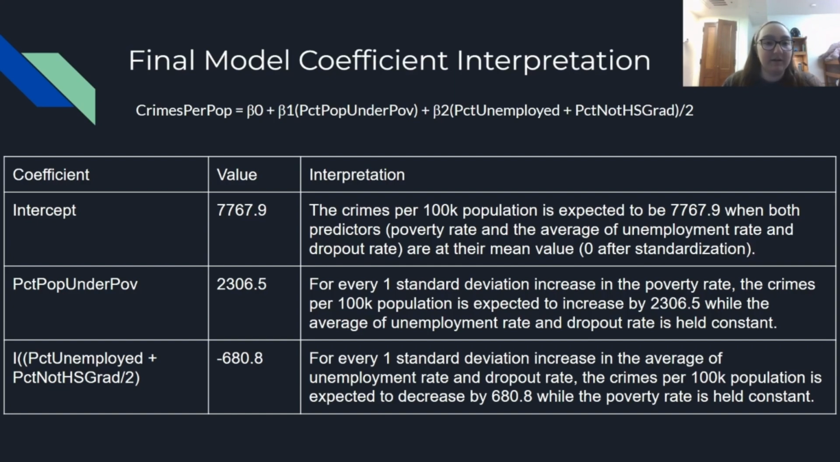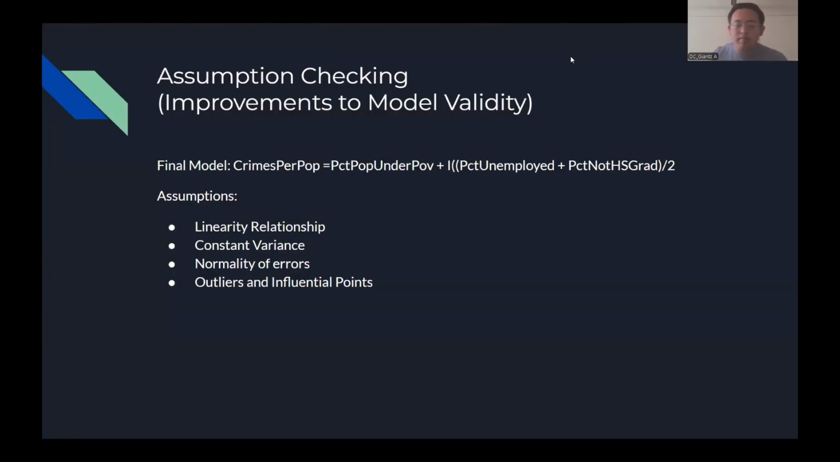So then for our last coefficient, we have the average of the percent unemployed and the percent not high school grad. And this value for beta 2 is going to be negative 680.8. And this means that for every one standard deviation increase in the average of unemployment rate and dropout rate, the crimes per 100K population is expected to decrease by 680.8, while the poverty rate is held constant.